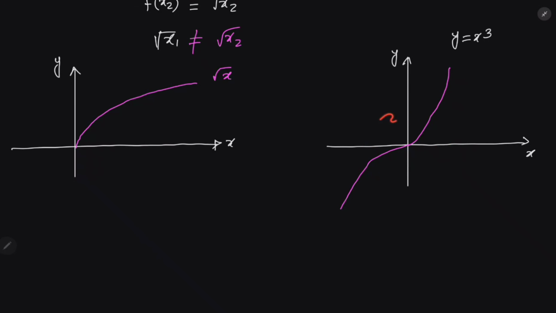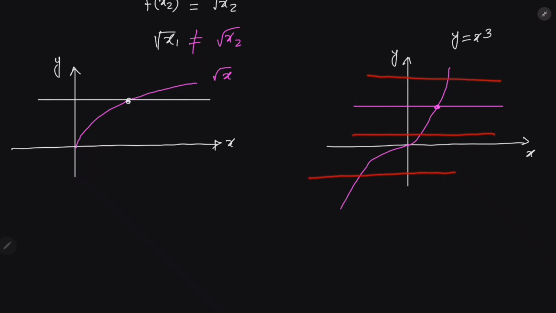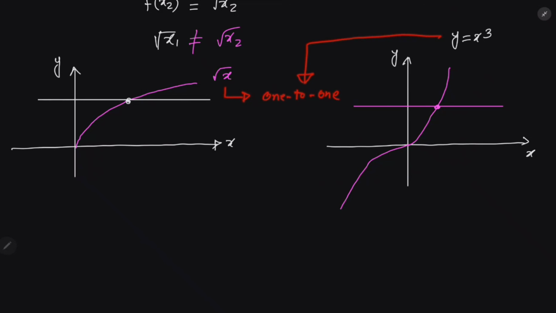So it means that if you draw a horizontal line over here, and now we draw a horizontal line over here as well, you can draw as many horizontal lines as possible. For example, these are the horizontal lines. So this is a one-to-one function. This x under root is a one-to-one function, and this y is equal to x cube is also a one-to-one function. And the horizontal line, you can see, only passes through one point.